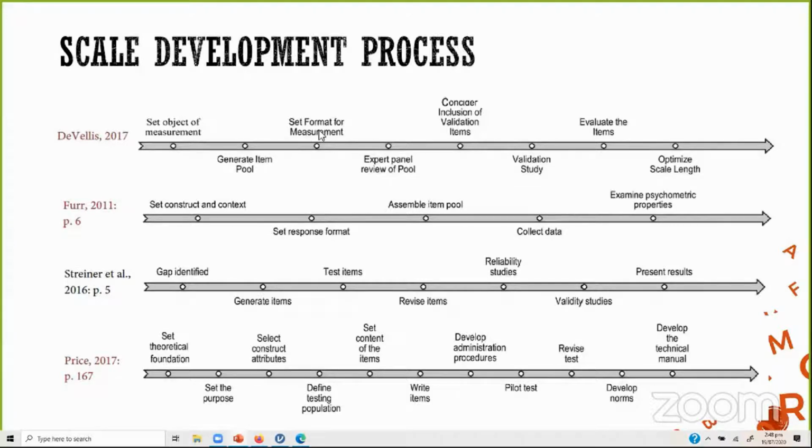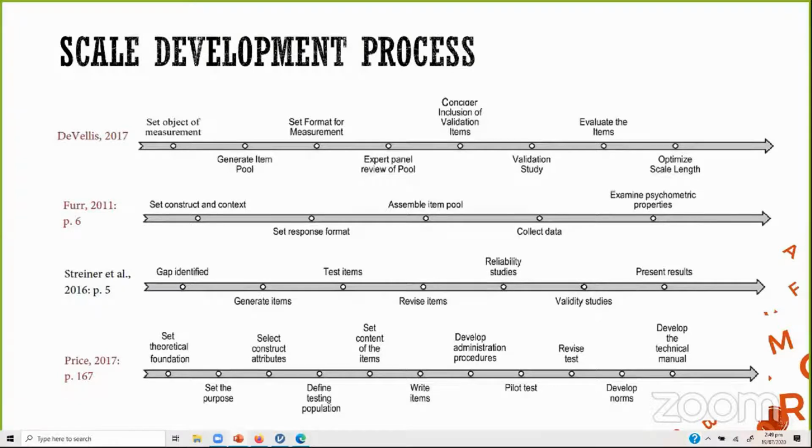The next step is to set the format for measurement. How do you think you are going to measure those items? What Likert scale are you going to use? How are they going to respond to your items or your statements? And what format will you use? Will you use a whole statement? Will they be in questionnaire format, or will they be in the format of a word that people can agree or disagree with?